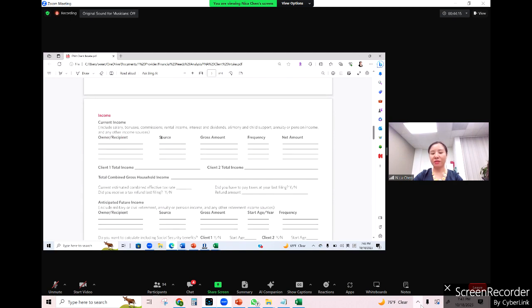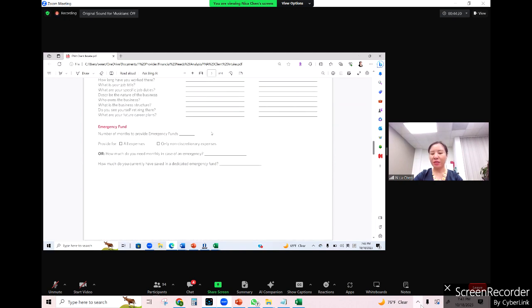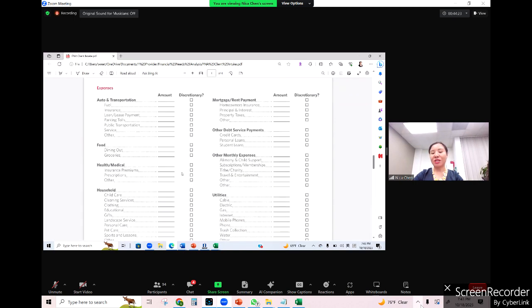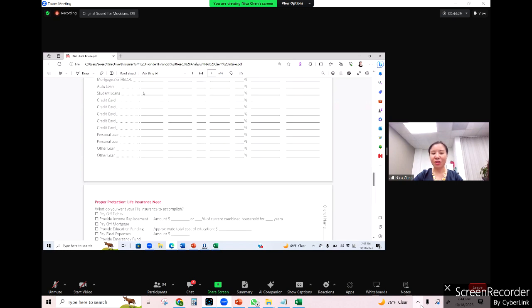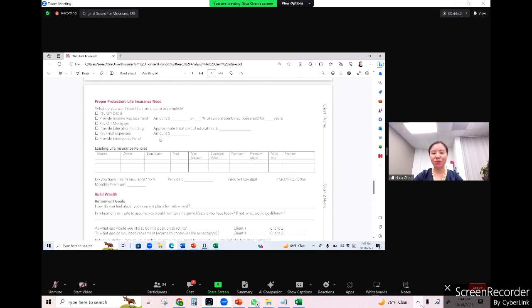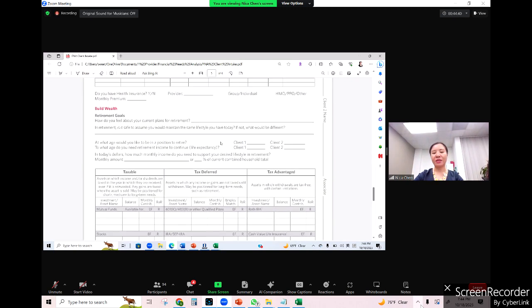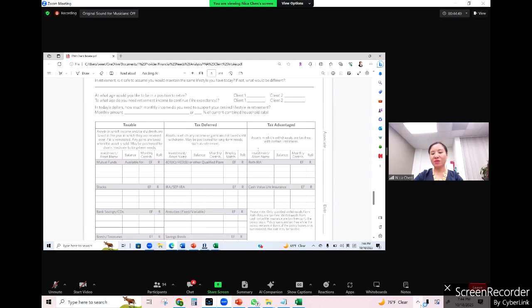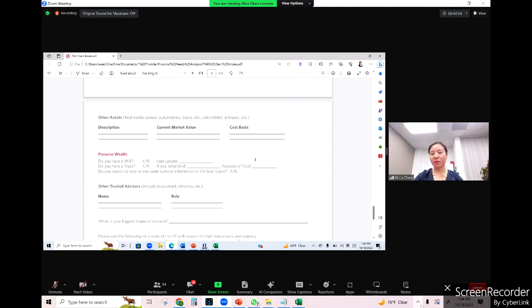Then you understand how much money they make, their income, their employment information, emergency funding. They fill out all the expenses report, the current debts, credit card, student loan, personal loan, and what kind of insurance they currently have. Sometimes people buy some term, some whole life. Then: when do you want to retire? How much money do you need on a monthly basis to retire? And I collect taxable, tax deferred, tax advantaged. I need to know where your money is right now, so we can help you apply strategy.